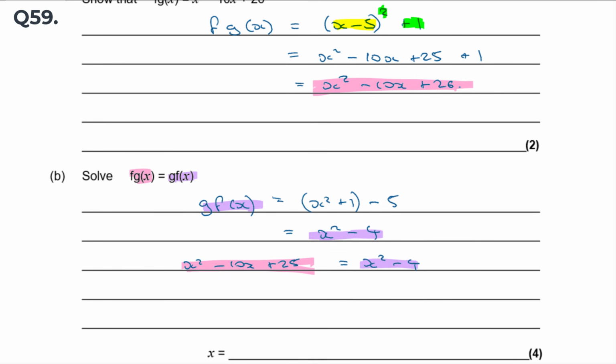And then I'm just going to simplify it and collect like terms. Now I've got an x squared and an x squared on either side, so I'm just going to cancel those straight away. I'm going to bring the 10x to the other side, make it positive, and the minus 4 to the other side, and that's going to give me 29 is equal to 10x, and then divide through by 10. I'm going to get x is equal to 2.9. That's going to be my answer, 2.9.